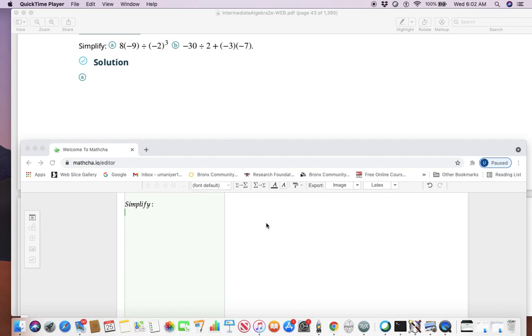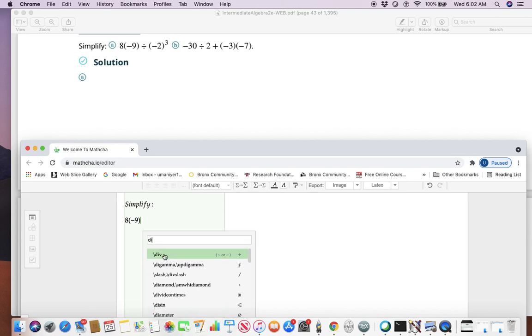Back. We now start simplifying expressions involving signed numbers, multiplication or division, and exponents. Okay. So the first example is 8 times (-9) divided by (-2) to the power 3.